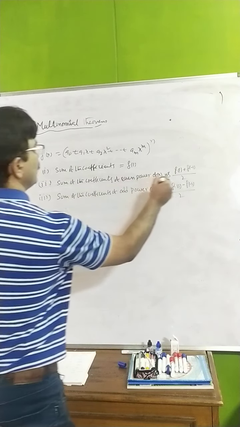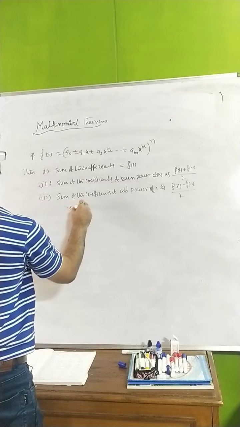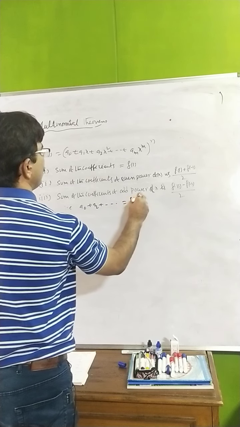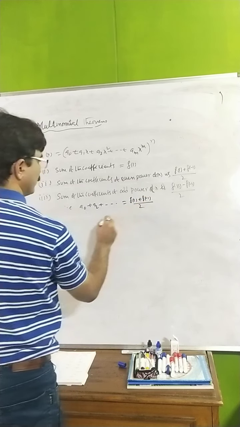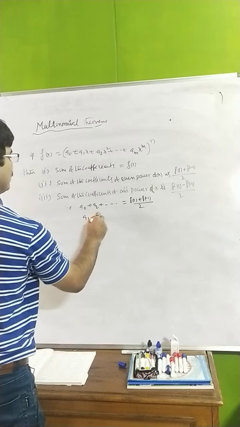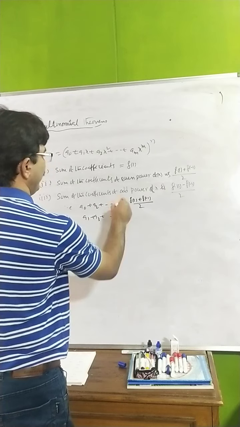So in other words, if you want, I can write here simply. See, that is, I said it to you like this: a0 plus a2 plus so on. This is nothing but f of 1 plus f of minus 1 by 2. Even, right? Odd means a1 plus a3 plus so on. Finite terms, not infinite, it is finite, right?